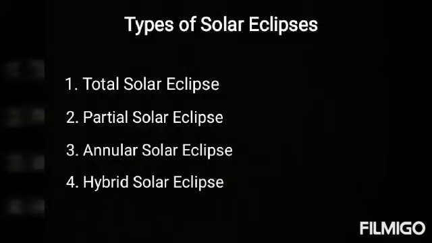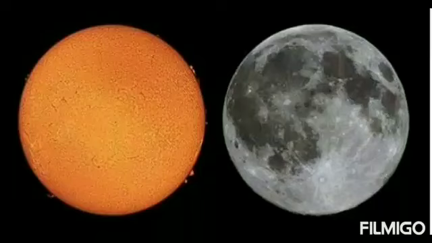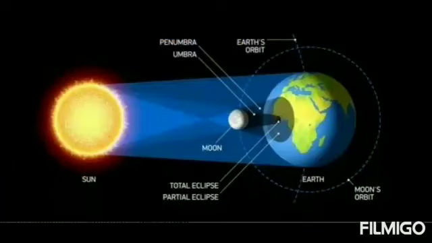Now we come to solar eclipses. There are also 4 types of solar eclipses, namely total solar eclipse, partial solar eclipse, annular solar eclipse, and hybrid solar eclipse. The sun is 400 times larger than the moon, but coincidentally almost 400 times farther than that of the moon from the earth. So relative to earth, the apparent diameter of the sun and moon are more or less same, about 0.5 degrees.